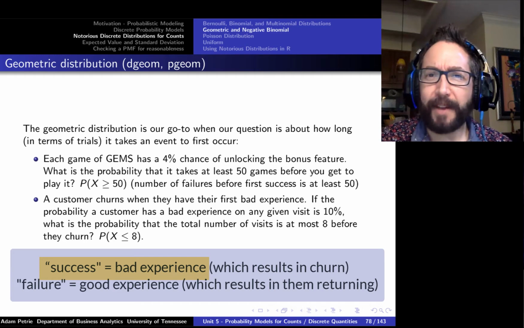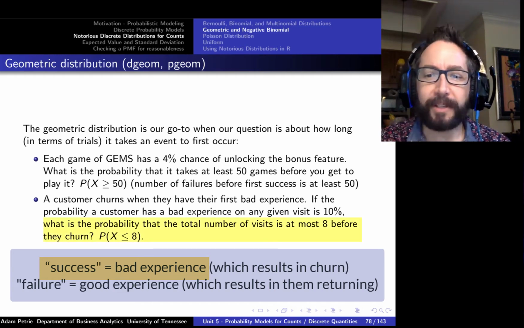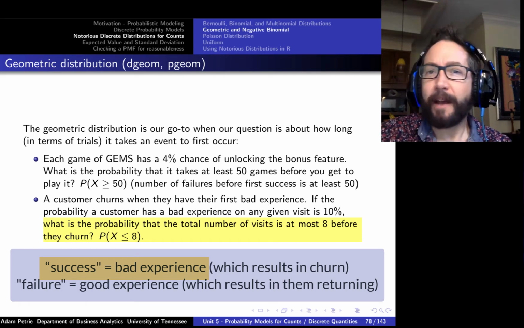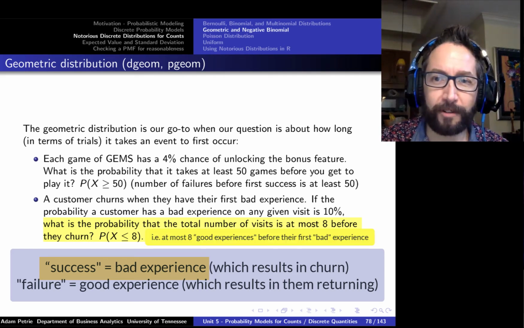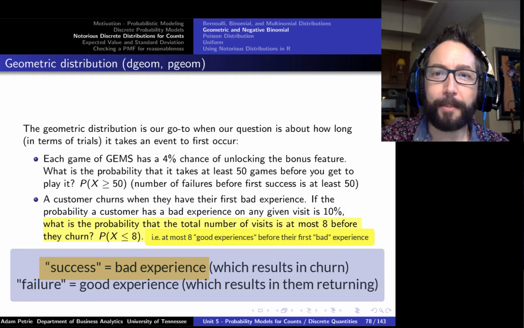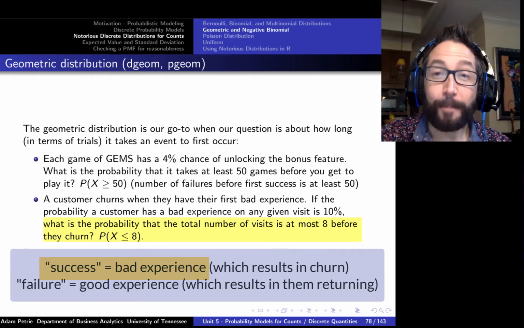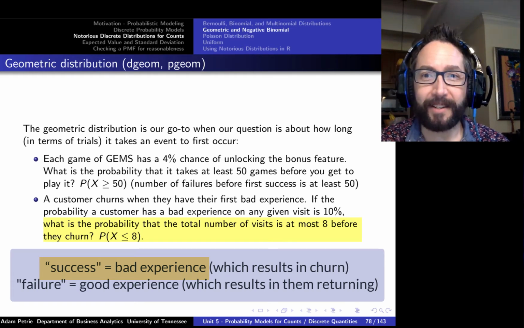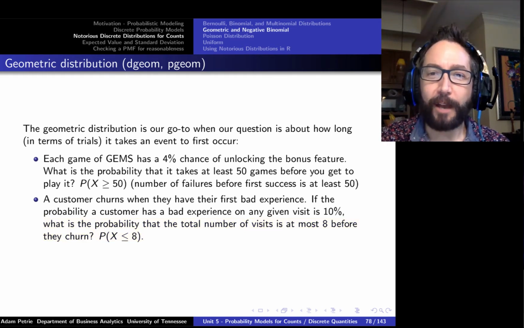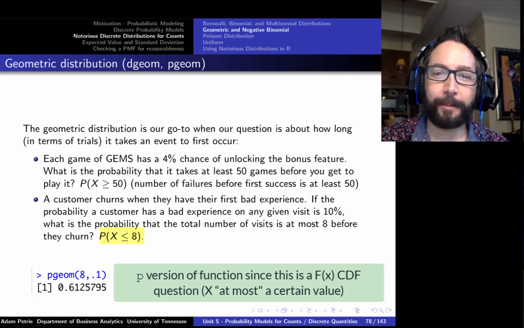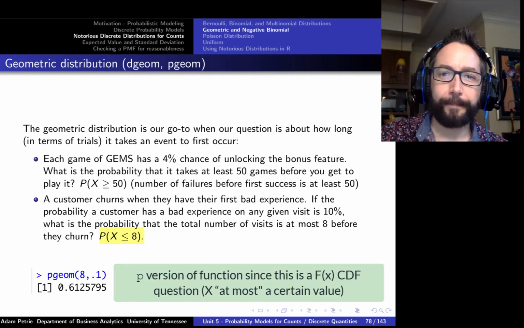If the probability of having a bad experience is 10%, we might like to know, well, what's the probability that the total number of visits is at most 8 before this customer churns? So what's the probability of at most 8 failures, basically 8 good experiences, before that very first bad visit, where the customer doesn't return? Well, that would be the probability of observing a capital X, our value for our random variable, less than or equal to 8 here.